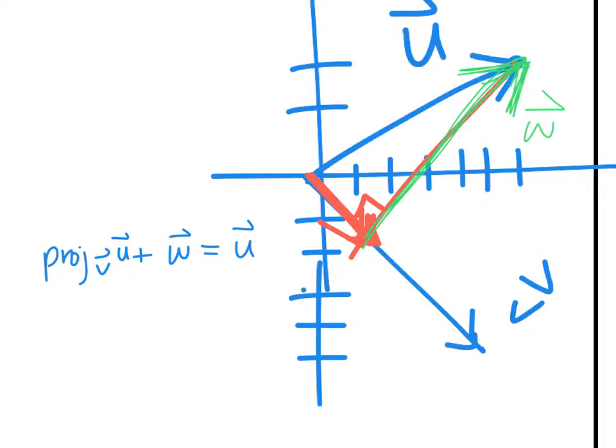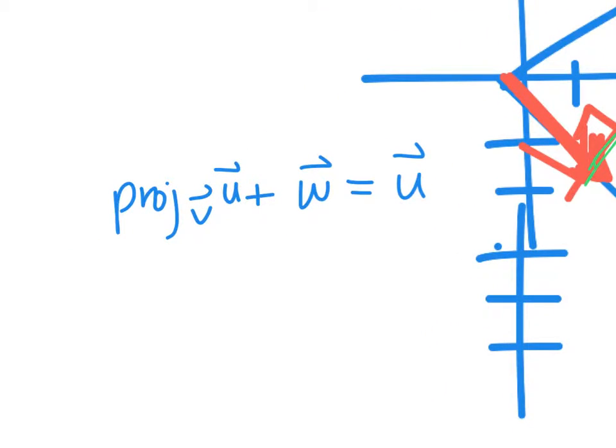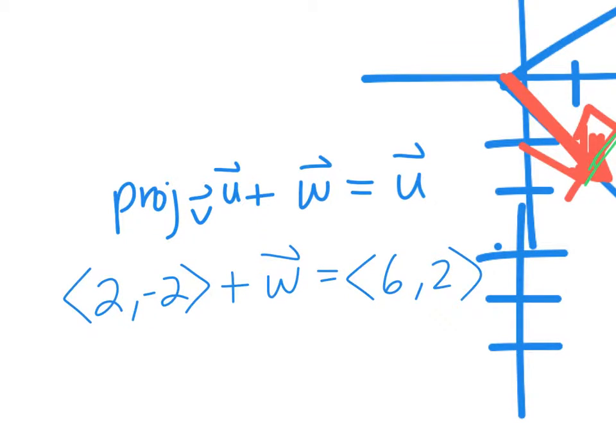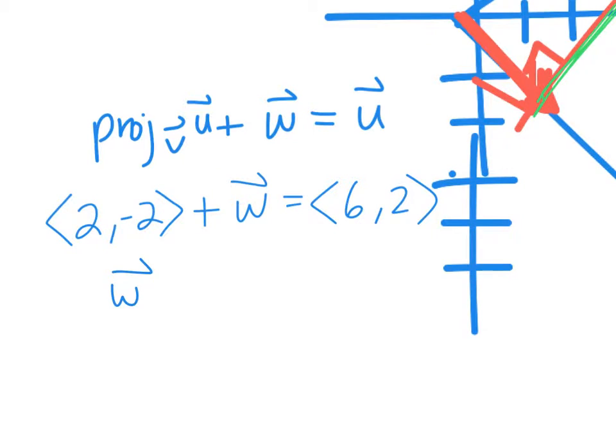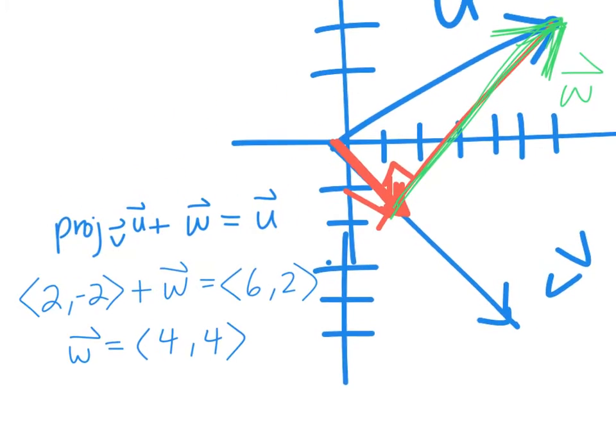What's the actual component form of the projected vector? Yeah, 2, -2. We don't know what the W vector is. What is the U vector? 6, 2. Yeah, 6, 2. So to find the W vector, you're just going to subtract the vectors. So 4, 4.